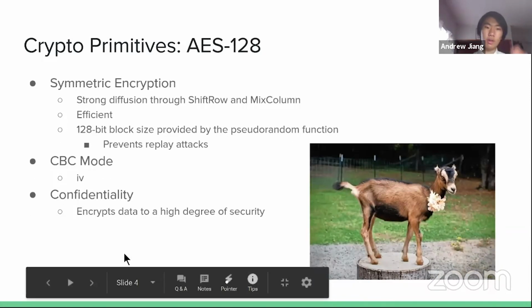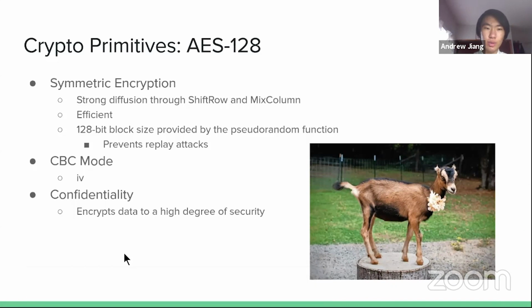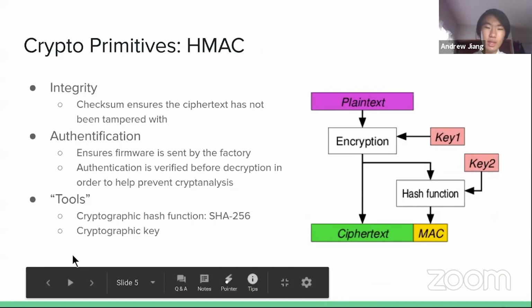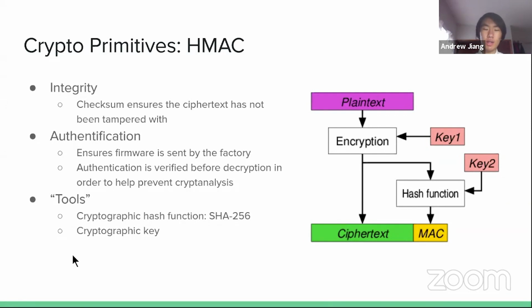So for our confidentiality, in order to protect our data, we decided to use a tried and trusted AES 128. It can't be cracked, or as of yet, and it was more than enough for our purposes. To ensure that the firmware that we're getting is authenticated and not been tampered with by hackers, we've decided to use HMAC.